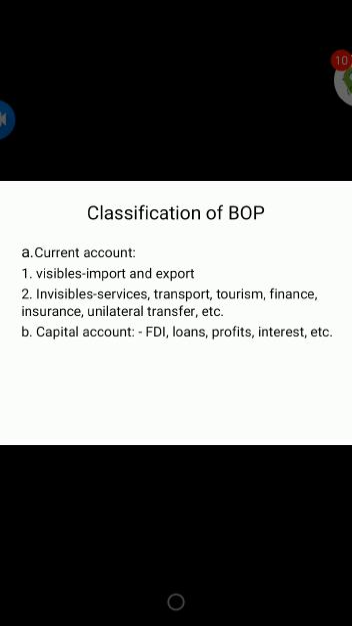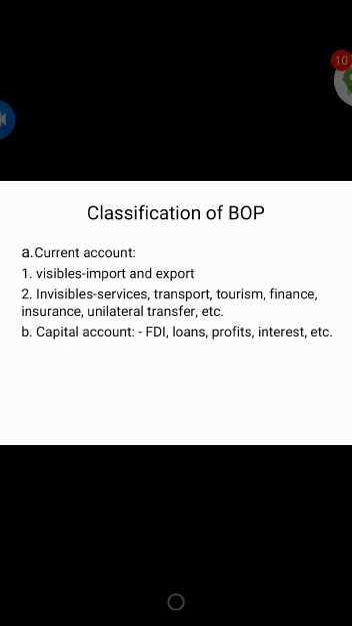Visible refers mainly to the goods account, so what we are going to import and what we are going to export, and this is the record. So import and export of goods is recorded in the visible account, and this account may be favorable or unfavorable. When you export more compared to import, it will be favorable. When you import more compared to export, it is unfavorable.